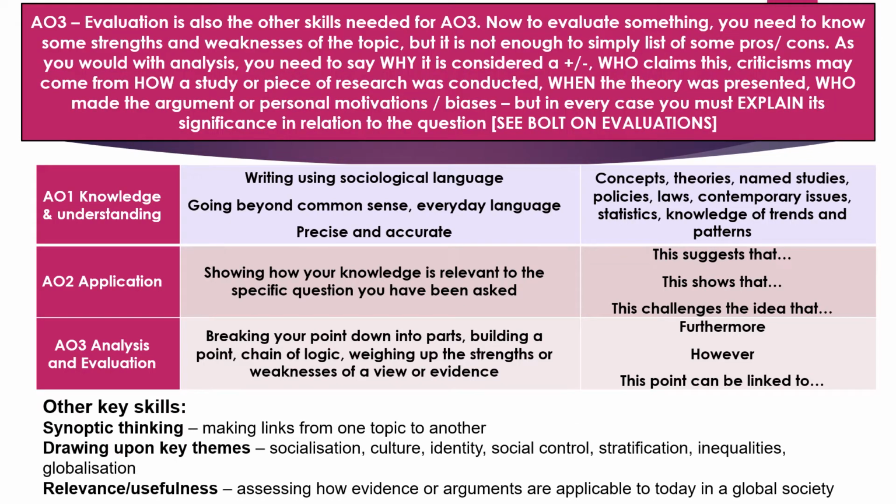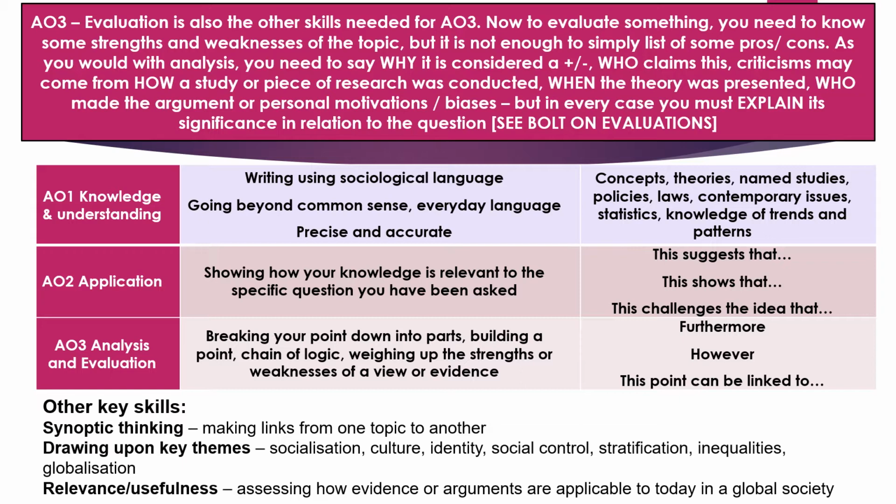It's almost plotting out the route that this information takes. Evaluation is a slightly more straightforward skill for AO3. So it isn't just listing strengths and weaknesses. Now, again, you do need to know strengths and weaknesses, but it isn't just simply listing off a pro and con list at the end of a paragraph. You know, as with analysis, you need to say why. Why is it considered a strength? Why is your point considered a weakness?